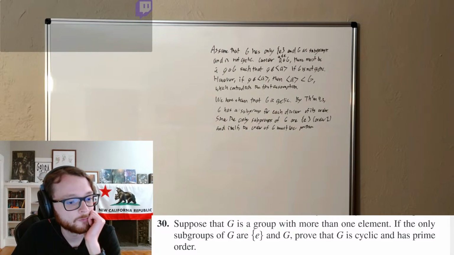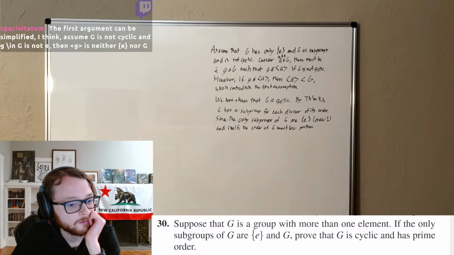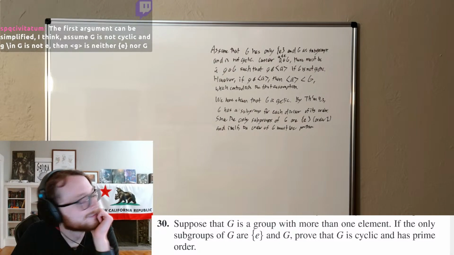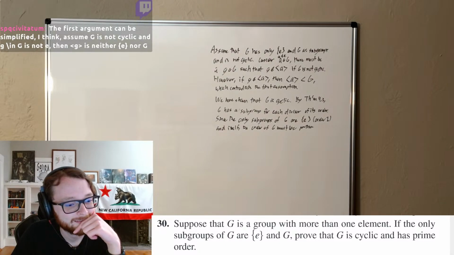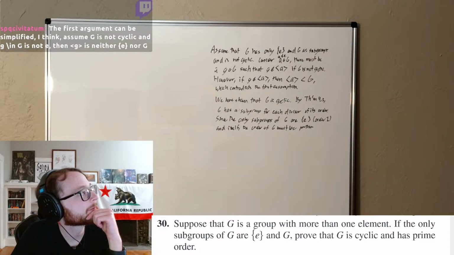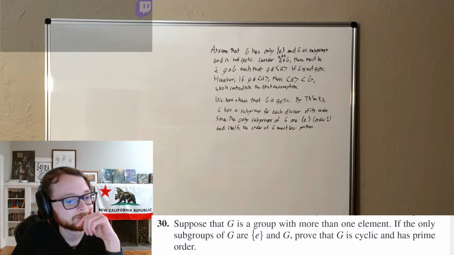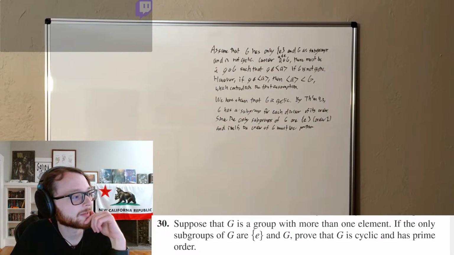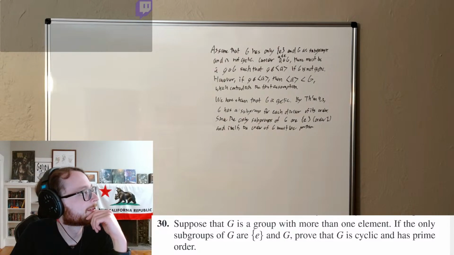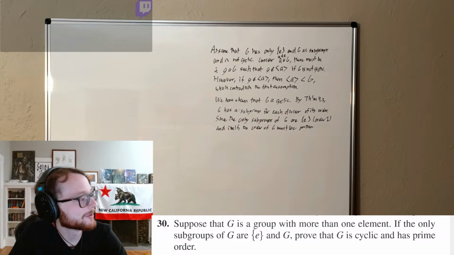Circum can be simplified. Assume G is not cyclic. Oh, yeah, you're right. That's a simpler argument. I was about to start talking about the subgroup generated by G, but then I was like, well, what's the point of that? It's getting a little bit weird, and that's just a simpler way to prove it.